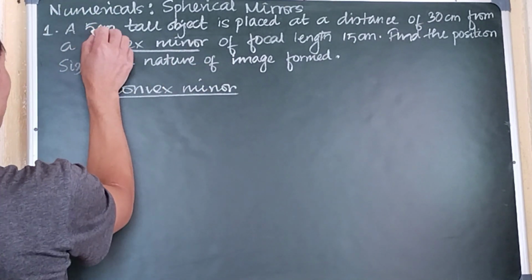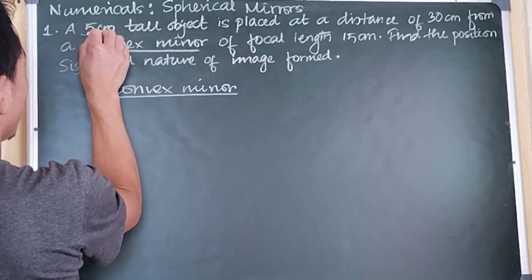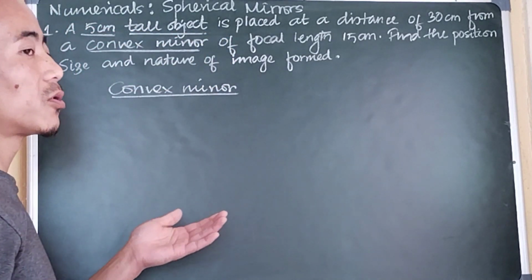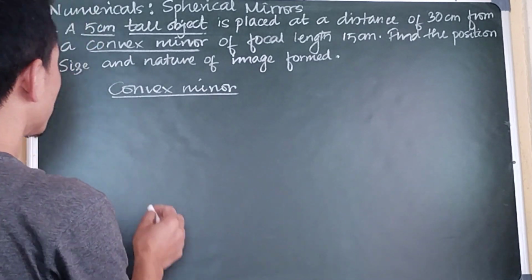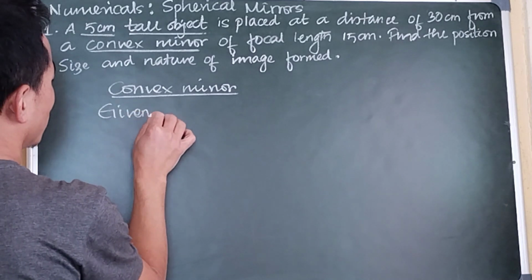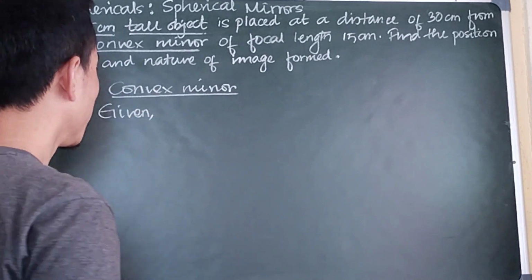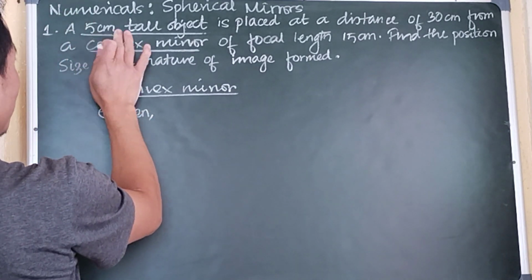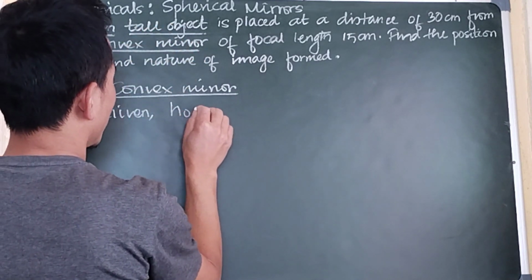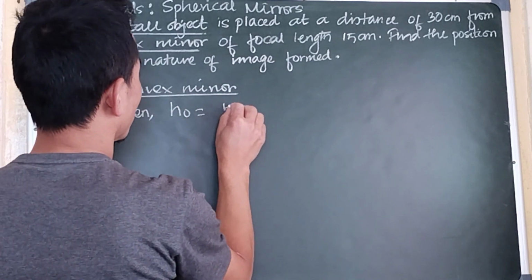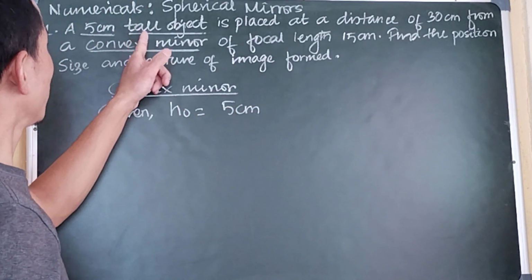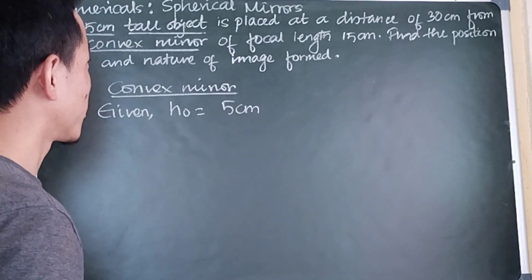It says the value is given here, 5 centimeter tall object. So 5 centimeter tall object, this means what? Here you can write given. For given also you will get some marks, half marks will be there. So the first thing you can see here is 5 centimeter tall object. That is nothing but height of the object and it is 5 centimeter. This is the first information that we get.